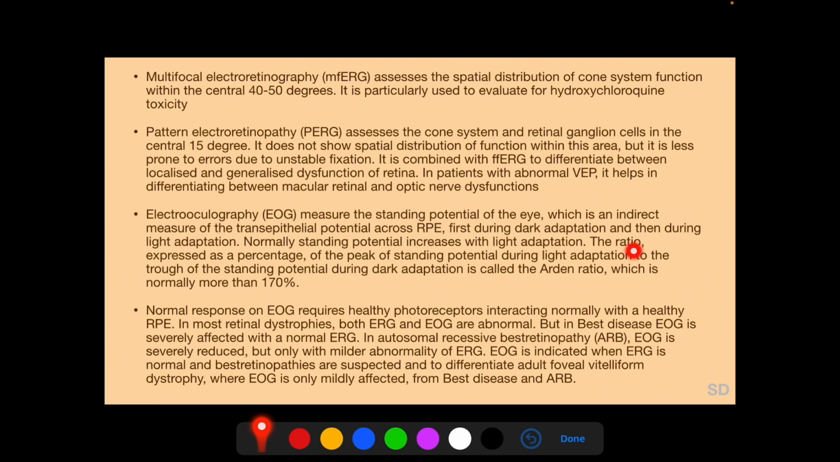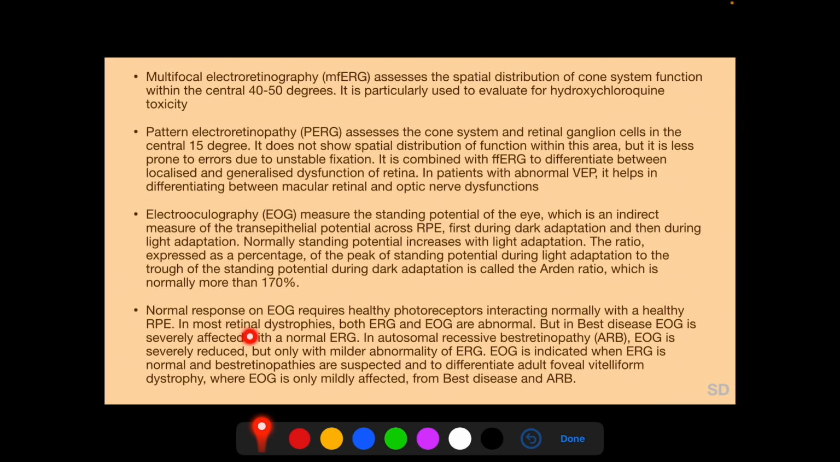The ratio expressed as a percentage of the peak of the standing potential during light adaptation to the trough of the standing potential during dark adaptation is called the Arden ratio, which is normally more than 170%. Normal response on electro-oculography requires healthy photoreceptors interacting normally with a healthy retinal pigment epithelium.